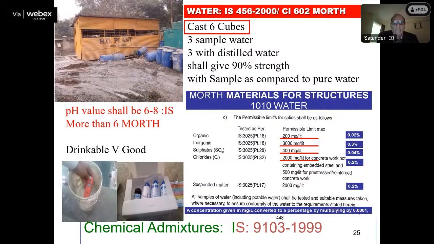If you are doing prestressed concrete, then you have to put an RO plant at site. For prestressing concrete, if chlorides and sulfates are there, you have to put an RO plant. The RO plant shall be used at site. And for chemical plasticizer, IS 9103. Both have specific gravity approximately 1.